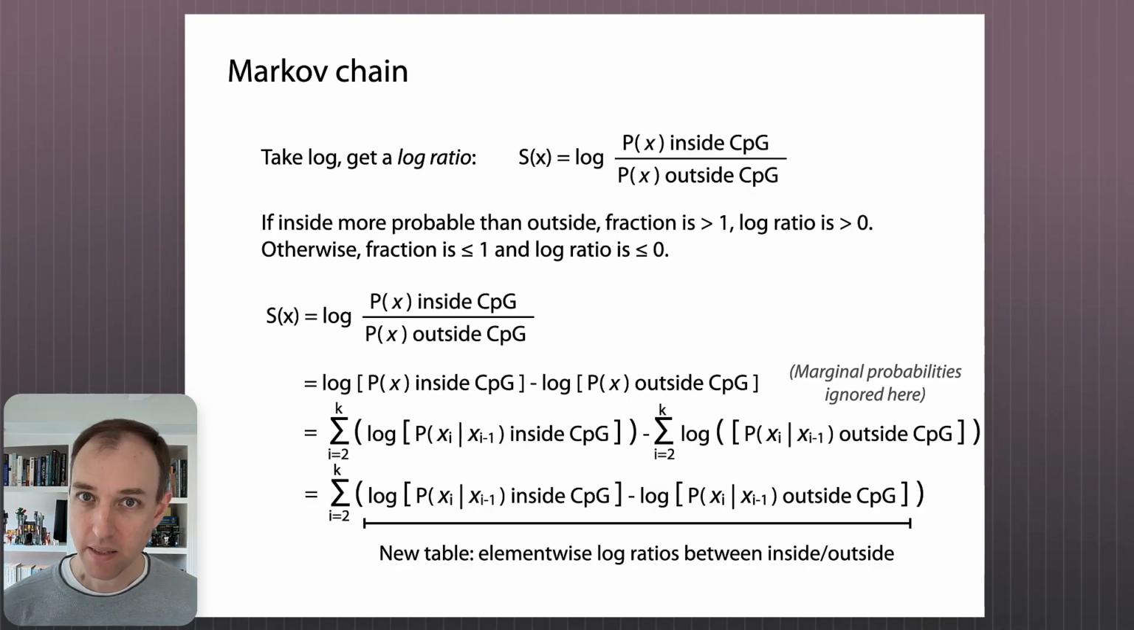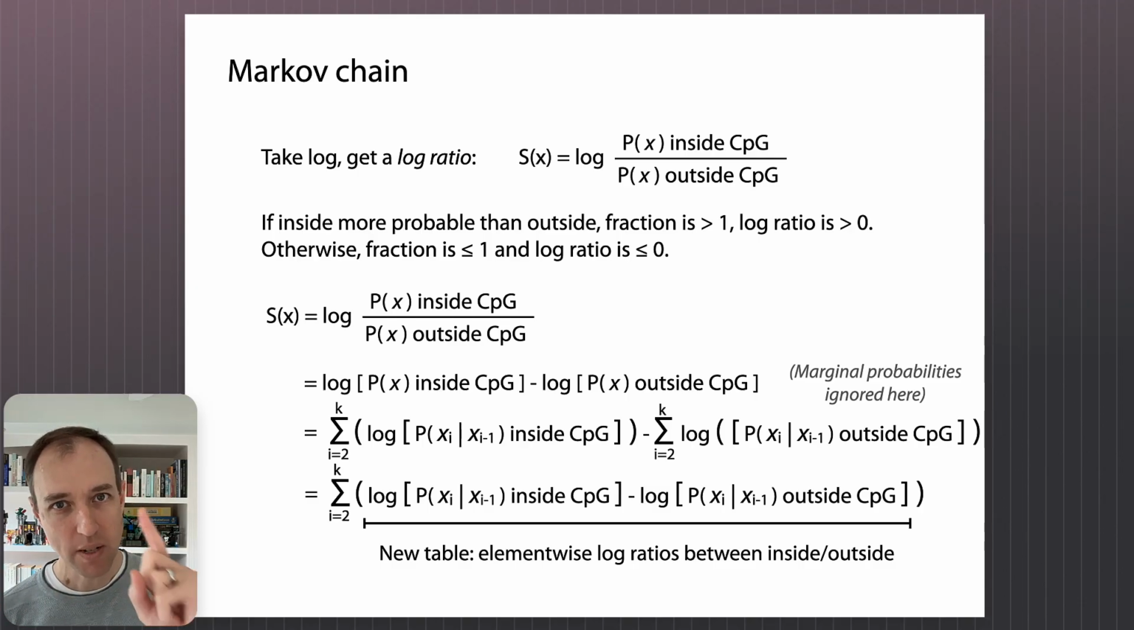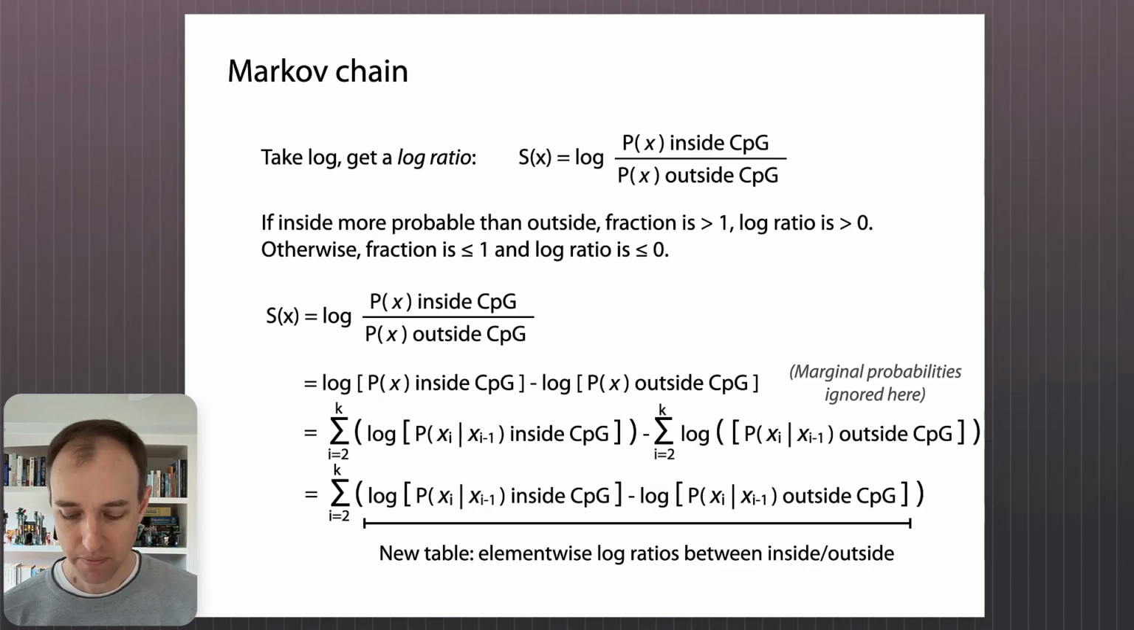What's nice about this is if we know that this is what we need to compute at the end of the day, if all we really need to compute is this S of x, this scoring function, then our table only really needs to consist of log ratios of conditional probabilities. So instead of having separate tables, one for inside, one for outside, we really just need one table of log ratios. And we're going to sum together those log ratios in order to compute a score for a sequence.